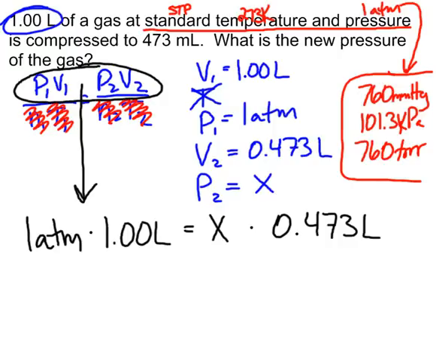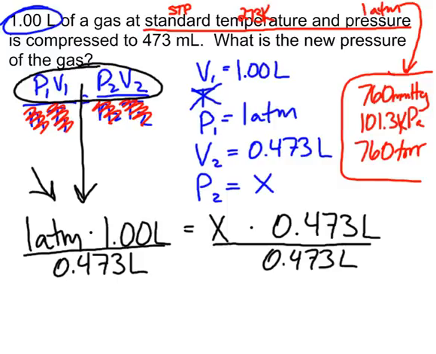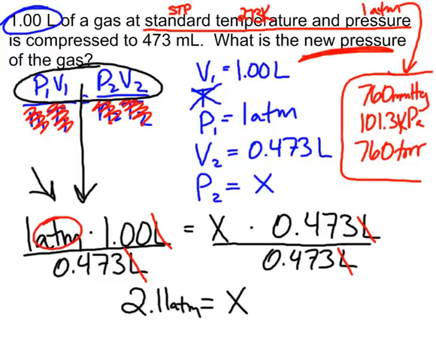So if I rewrite this equation with the variables filled in, I end up with this right here. I will then divide by 0.473 liters to get my x by itself. In doing so, you see that my liters will now cancel out, which they will over here as well. So now all I have left is atmospheres, which is a unit of pressure. My final answer ends up being 1 divided by 0.473, which is 2.11 atm equals x.